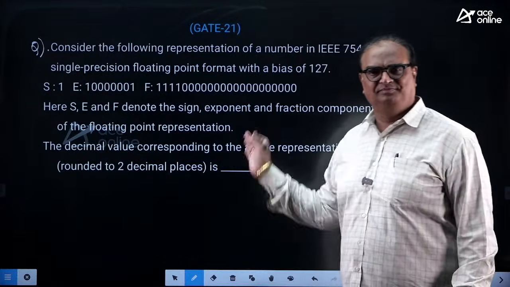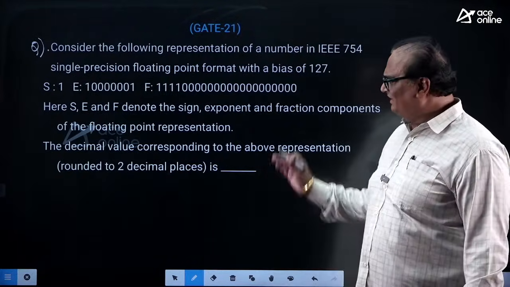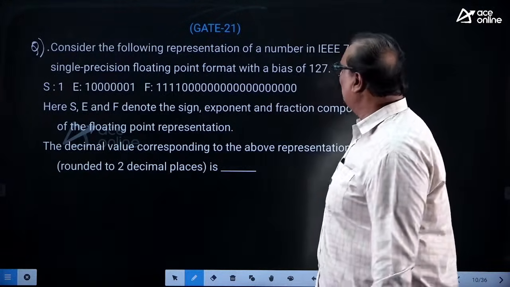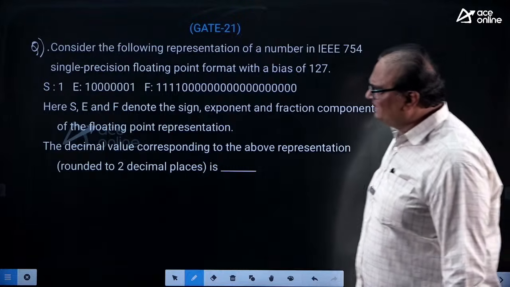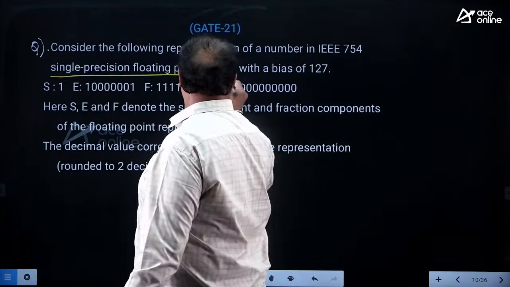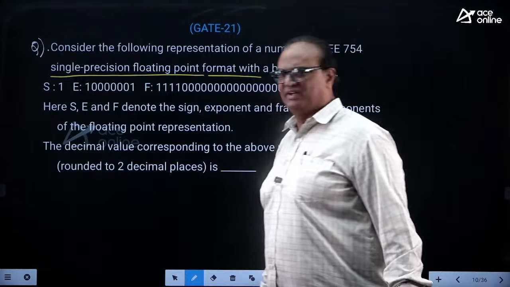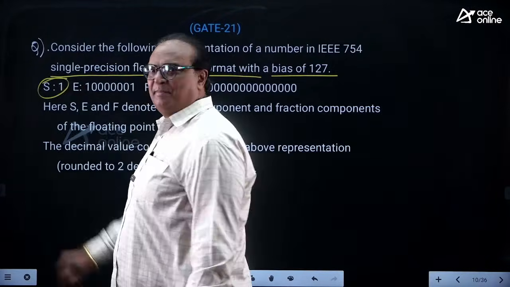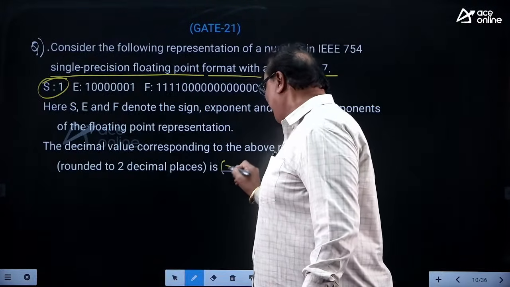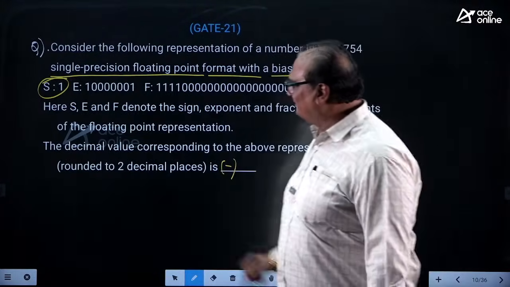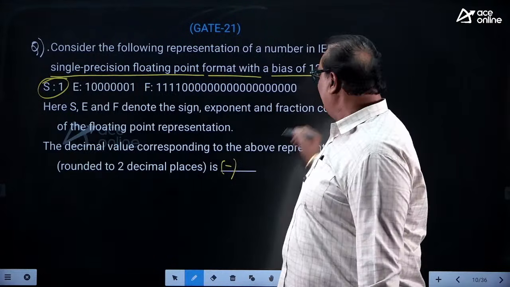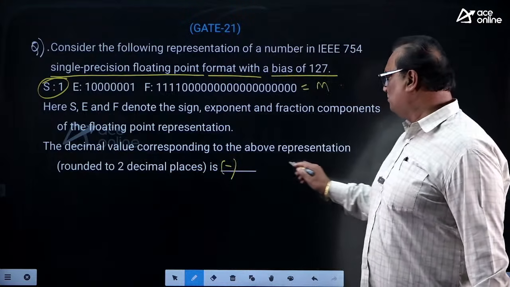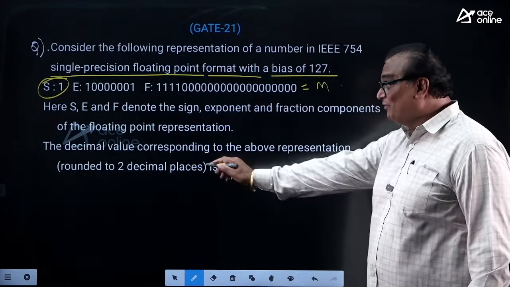Last question from computer arithmetic. Read the question properly. First understand the question. Consider the following representation of a number in IEEE 754 single precision floating point format with biasing value of 127. He provided the biasing value also. We already know S equal to 1 means data is negative. Next, capital E value and F values he provided. F is nothing but mantissa. He asked the decimal value corresponding to the above representation, rounded off to 2 decimal places.